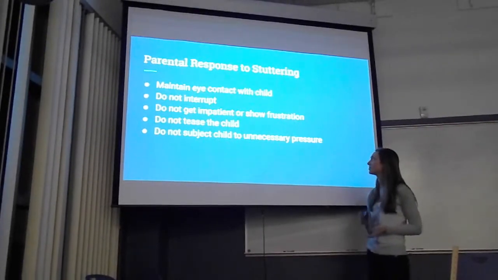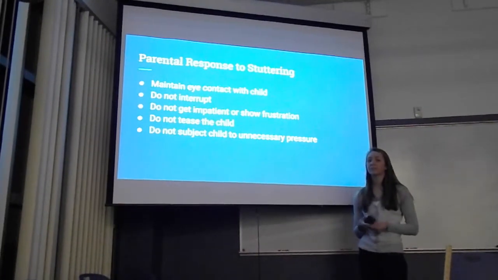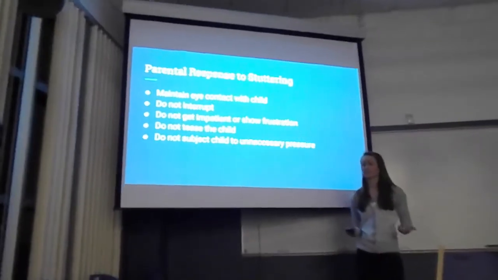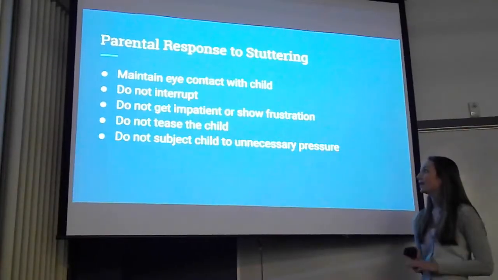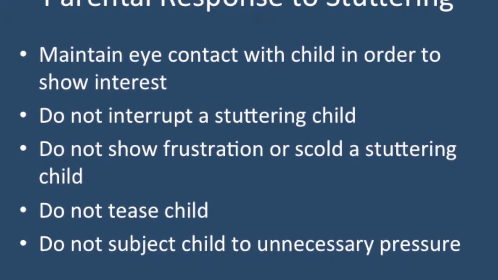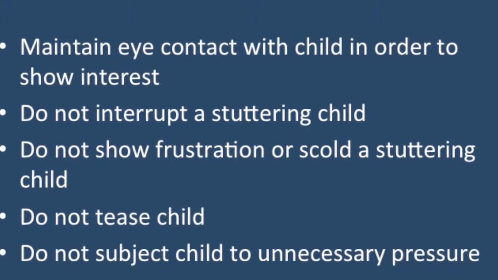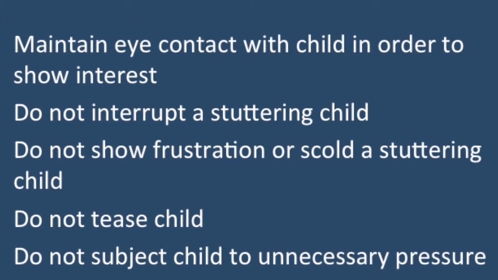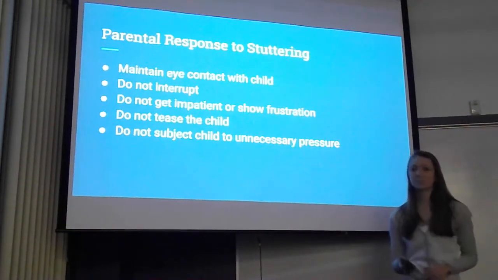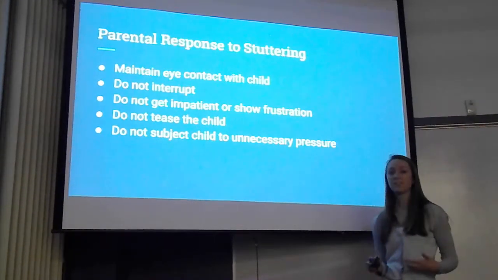Another important aspect is the parental response to stuttering. This can be huge, just to show your child that you support them and that you're listening and that you value what they're communicating with you, even if they're stuttering. So make sure you maintain eye contact with your child. You don't want to interrupt them. Definitely don't want to get frustrated with them, even if they are taking a long time to get what they want to say out. It can be very frustrating. You definitely do not want to tease your child, and do not subject your child to any unnecessary pressure to perform. So just maintain a very relaxed environment, and hopefully that will help them get more self-esteem and overcome the stuttering themselves.